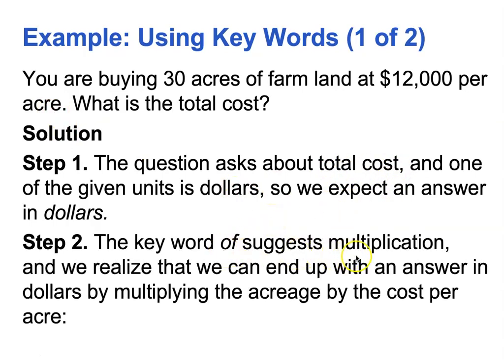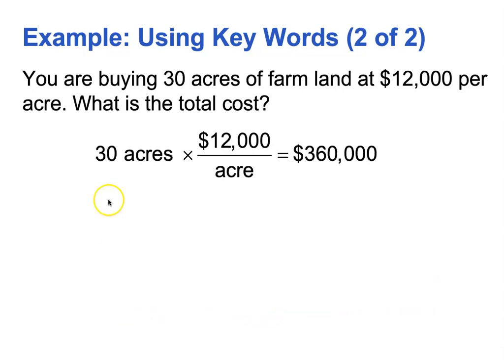The keyword suggests multiplication, and we realize that we can end up with an answer in dollars by multiplying the acreage by the cost per acre. So you bought 30 acres. That's what we have up here. You paid $12,000 per acre. So this is $12,000 per acre over 1 acre. And we multiply that. So the total cost to them was $360,000 for their 30 acres.